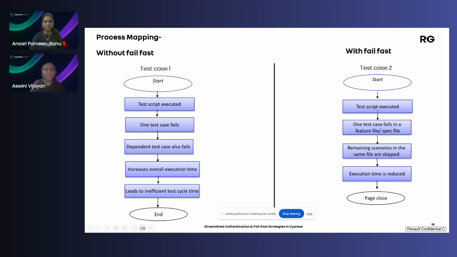After implementing fail fast, if one scenario in the feature file fails, it will skip the remaining scenarios in the same feature file. By this, we can reduce the execution time and it allows us to focus on the first major issue rather than chasing multiple follow-up issues.